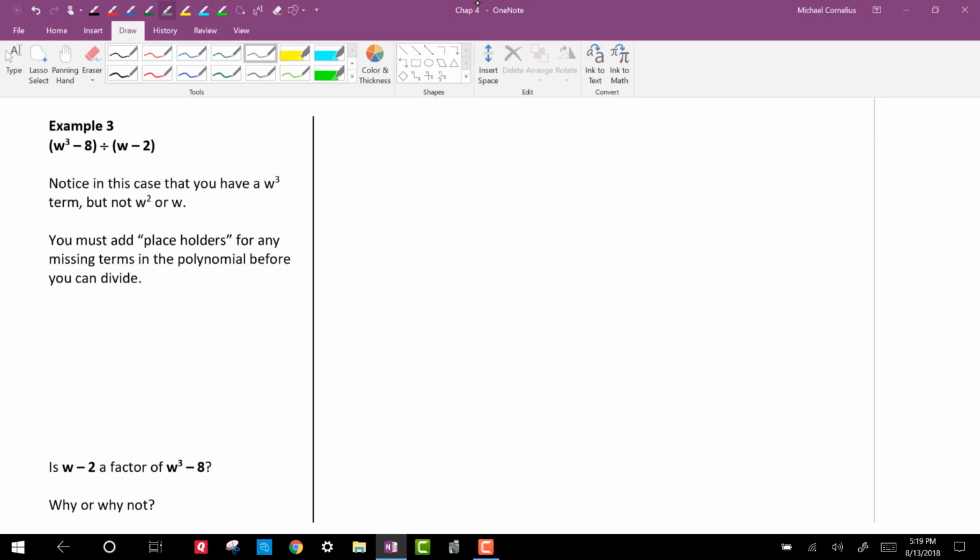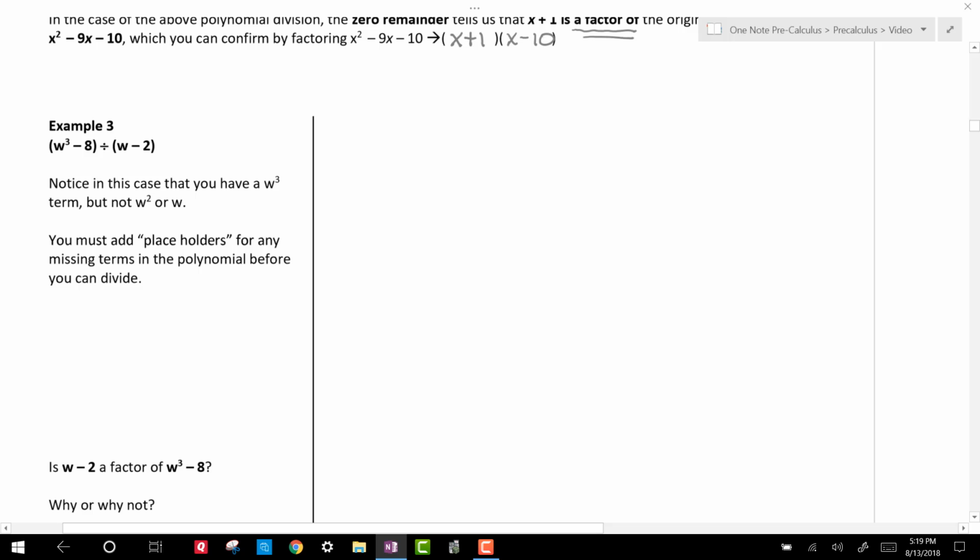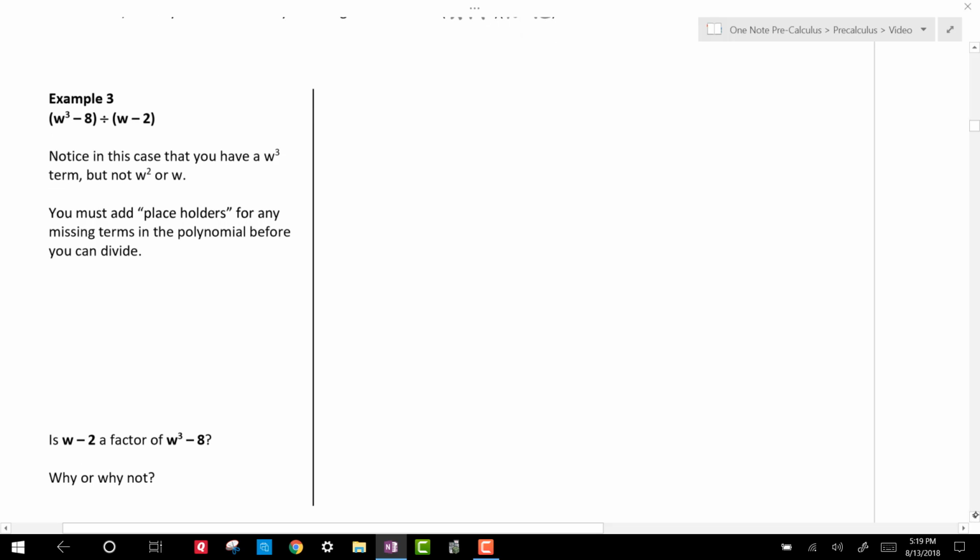All right? So this last one's kind of interesting because we're going to divide w cubed minus 8 by w minus 2. Now this one's a little bit different because when you go to divide w minus 2 into w cubed minus 8, you have some missing terms here. You notice we have a w cubed, but we don't have a w squared, we don't have a w, and then we got a minus 8 hanging out way down here at the end. Well, there's ways to get around not putting anything else in there, but it's just not as nice.